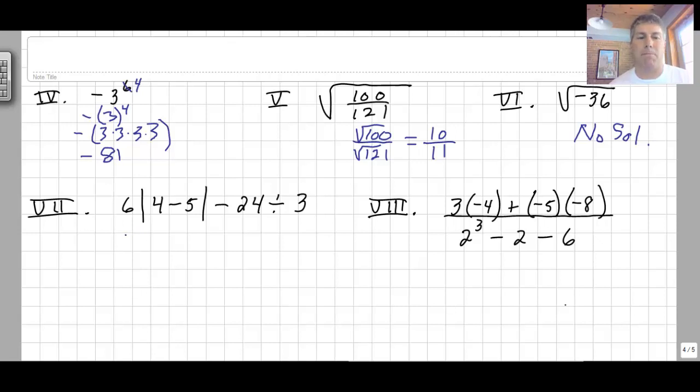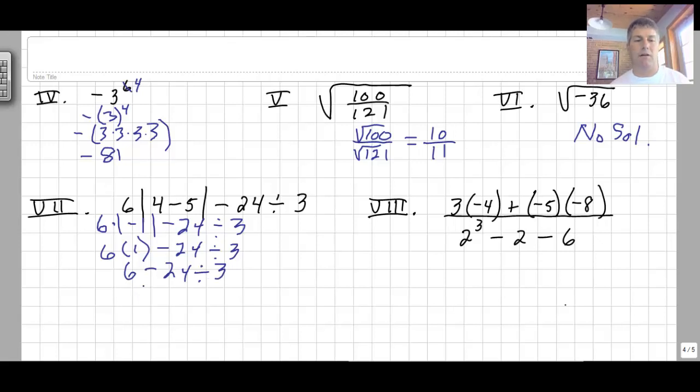Sample problem number 7. We've got absolute value here. Those aren't parentheses, it's absolute value. But we treat the absolute value bars like parentheses. So I'm just going to copy down the 6. The absolute value of 4 minus 5 is the absolute value of negative 1 minus 24 divided by 3. So that's 6 times the absolute value of negative 1, which is 6 times 1, minus 24 divided by 3. So 6 times 1 is 6, minus 24 divided by 3.